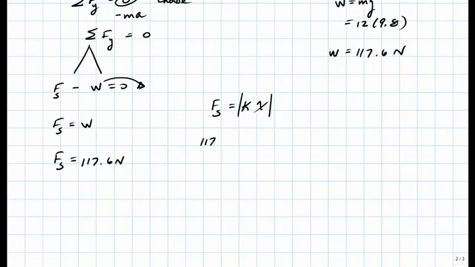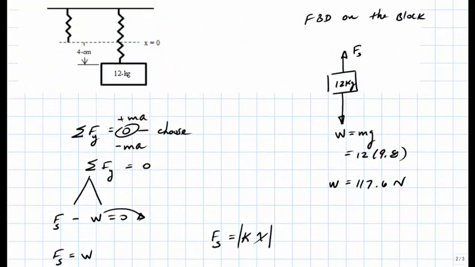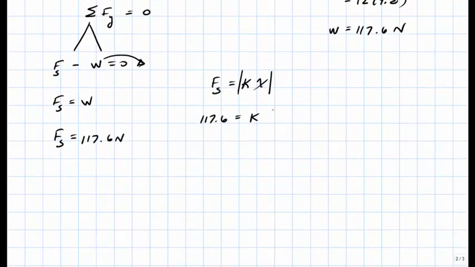The force of the spring was determined to equal 117.6. That'll equal K. The elongation in this case is 4 centimeters. We have to introduce that, of course, in meters. So 4 centimeters equals 0.04 meters. And from that, we can calculate the value for K. The value is 2940, and the units are newtons per meter.